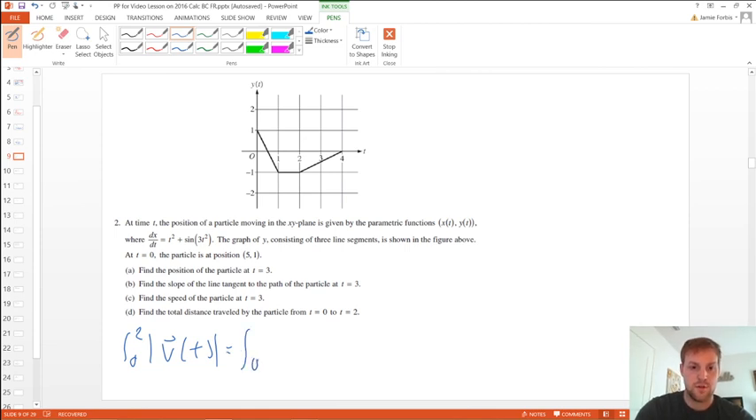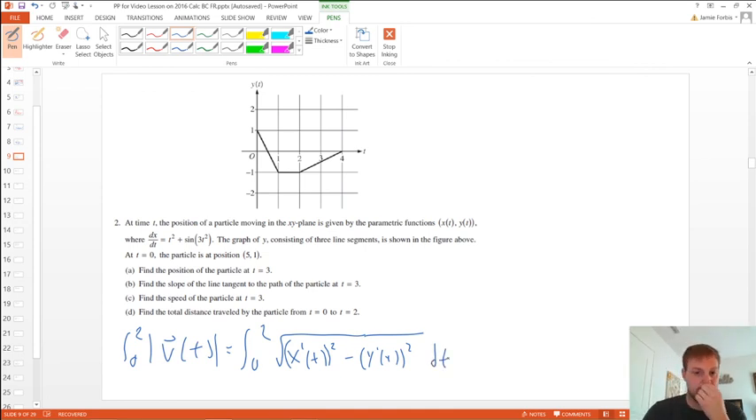It's going to be the integral from 0 to 2 of the square root of x prime of t squared plus y prime of t squared. Here's the interesting part. For x prime of t, I have an equation, so I can just plug it in. But y prime of t, I don't have an equation for. So what do I plug in for y prime of t when I'm doing the integral on my calculator? Well, remember that y prime of t is just the derivative of y from 0 to 2.